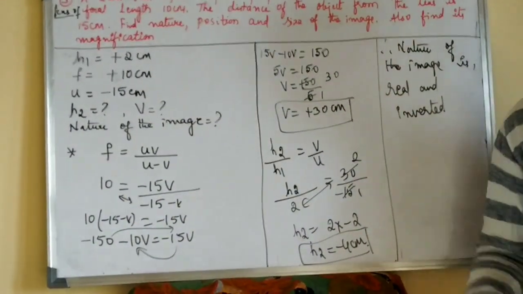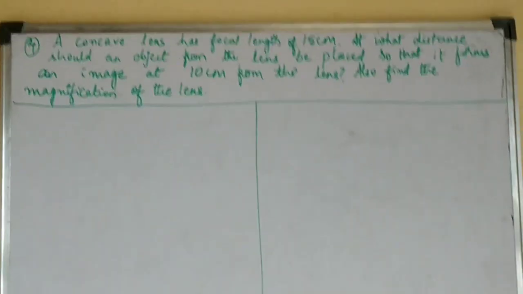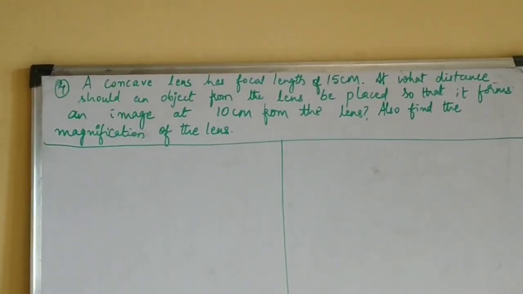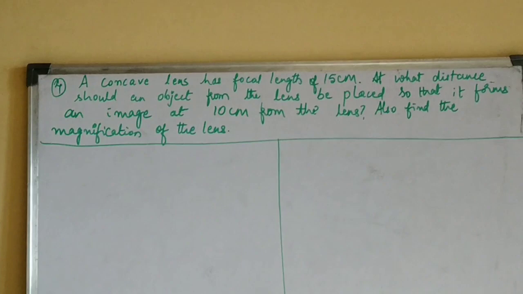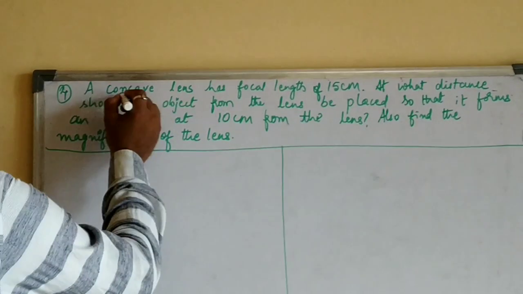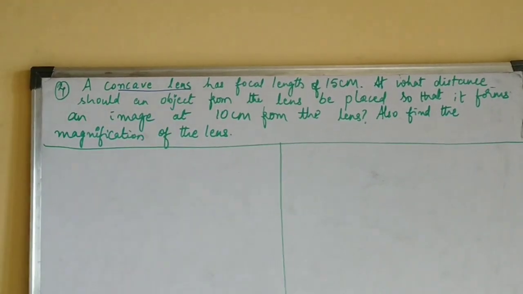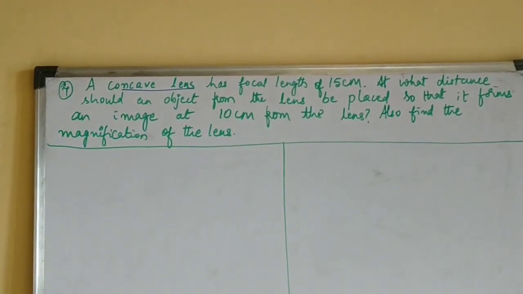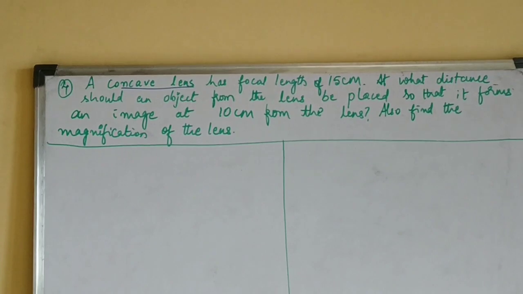which means the image is large, magnified. Okay. Now students, let us move to the fourth problem. Now see here, a concave lens. You have understood, the lens is given as a concave lens. So where is the image and where is the object? Because we have only two cases.